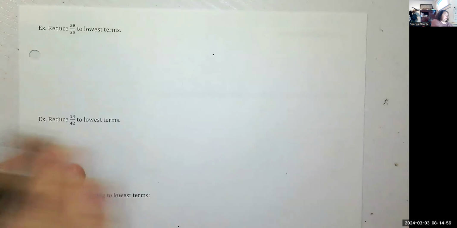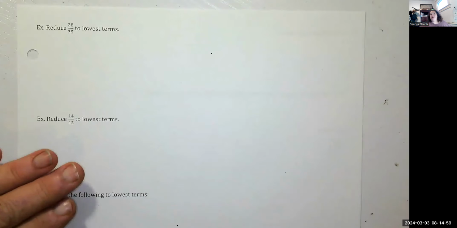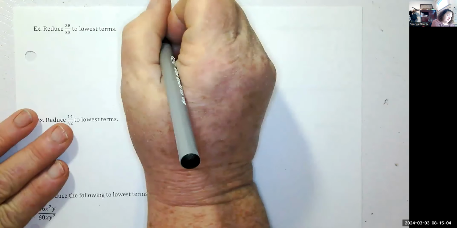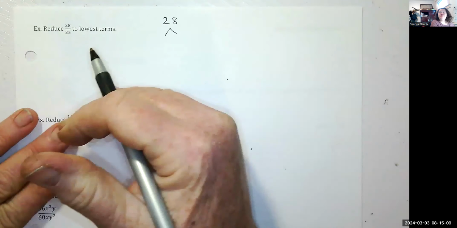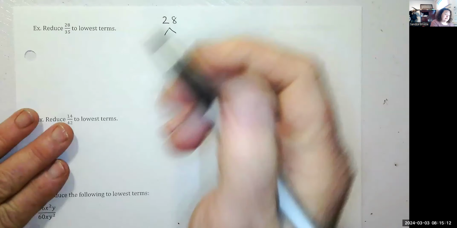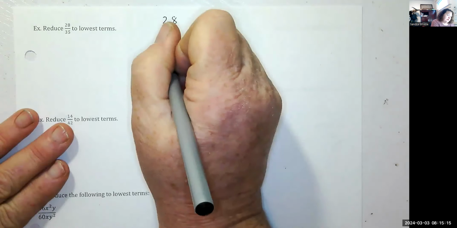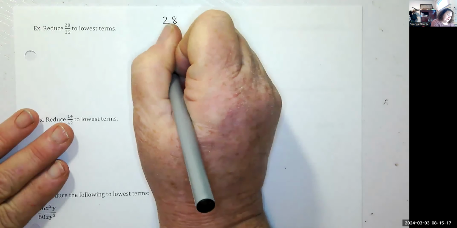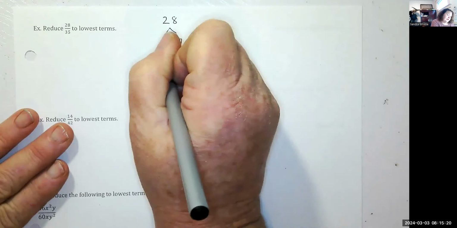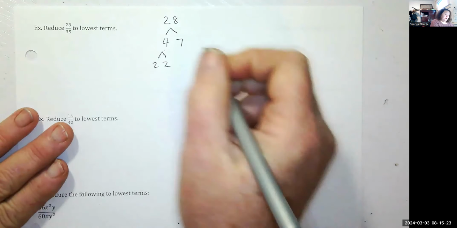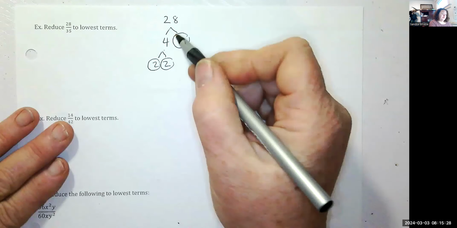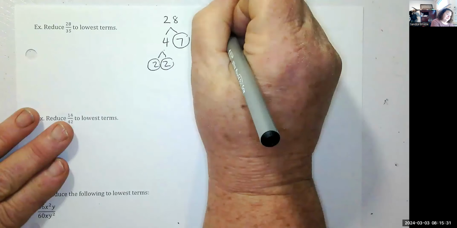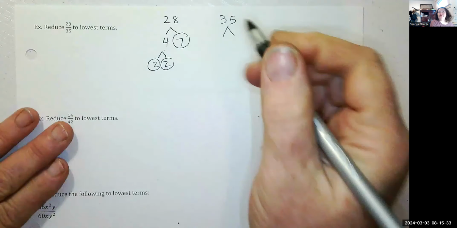All right, we're going to reduce 28 divided by 35 to the lowest terms. Well, I'm going to do it like this. I'm going to take 28 and break it down to its prime numbers, as low as I can take it. 28 is right off the bat 4 times 7. And then 4 is 2 times 2. So the factors are 2, 2, and 7 for 28. Now I'm going to look at 35. Just creating a little tree here.